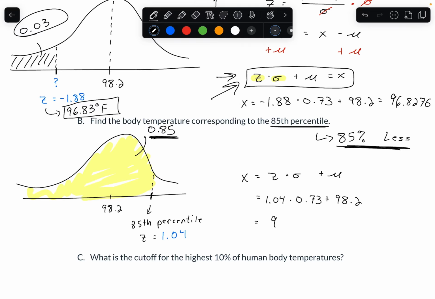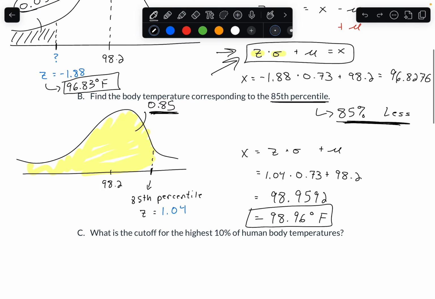I ended up with 98.9592. Let's go ahead and round that to 2 decimal places. So that would be 98.96 degrees Fahrenheit. So anytime we are asked to find a percentile, what that question is really asking for is a real-world data value, whatever it is that you're talking about in this problem. So in this case, it was a body temperature that we're looking at.